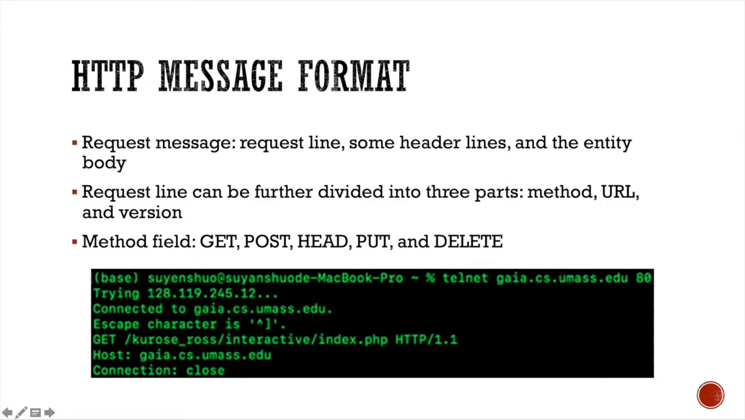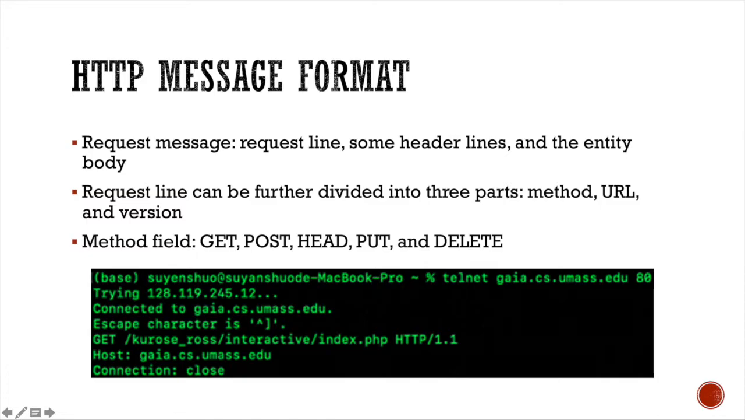The method field could be of different values, such as GET, POST, HEAD, PUT, and DELETE, with GET being the most frequently used method. It is used when the client requests a web object, with the web object further specified in the URL field. And the version indicates the version of the HTTP implemented.